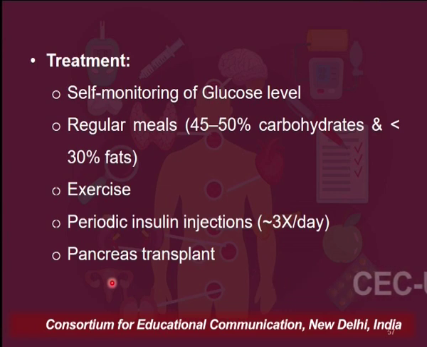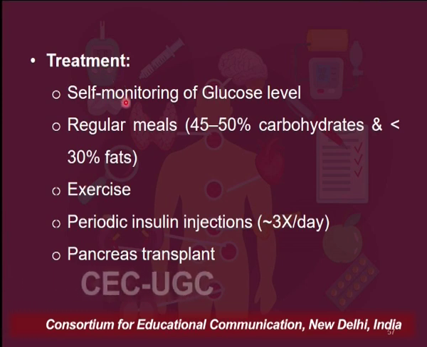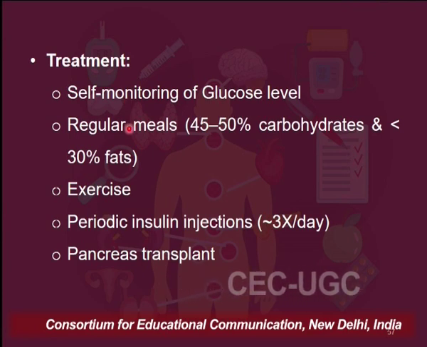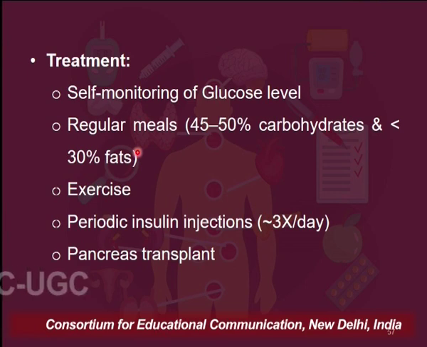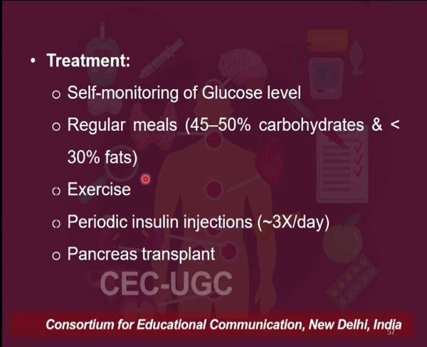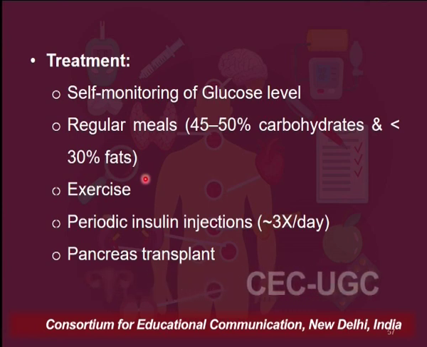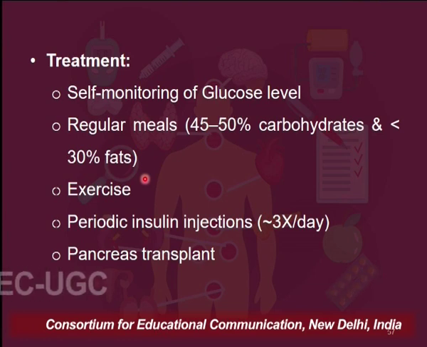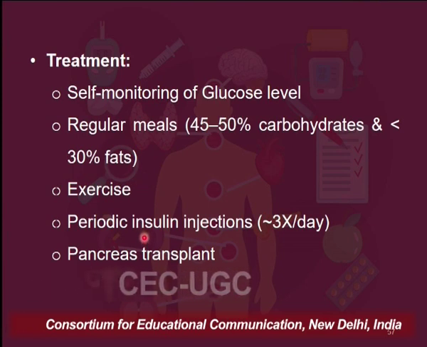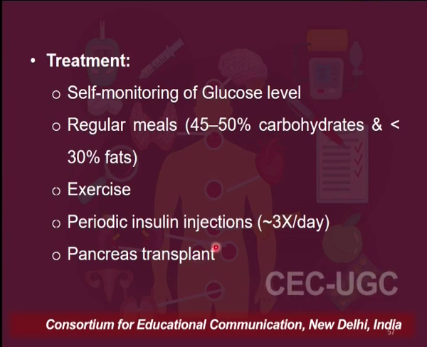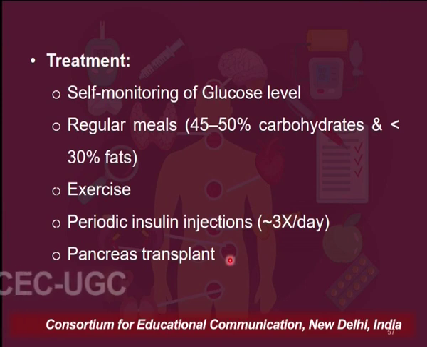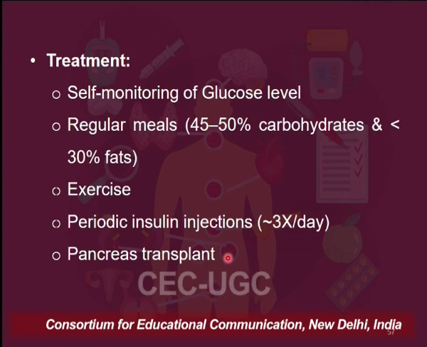How can type 1 diabetes be treated? Number one is self-monitoring of blood glucose with regular meals, somewhere around 45 to 50% carbohydrates and less than 30% fats, along with lifestyle modifications like exercise. The other thing is, if there is no insulin, then such patients need periodic insulin injections, somewhat 3 times a day also. And the last option is that the patient can go for a pancreas transplant as well.